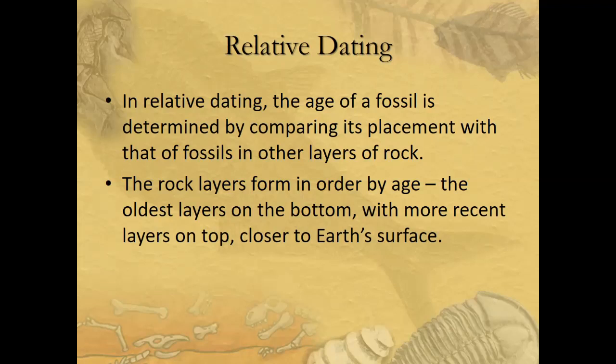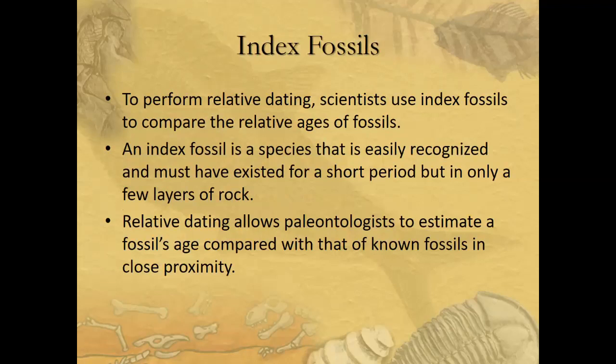Another thing we use to help out with relative dating is something called index fossils. To perform relative dating, we may want to find a fossil that we do know the age of, that was only on the planet for a very short period of time, but may be found all over the world. We can then look for that fossil, and if we find it, we have a pretty good idea of what time period exists in that particular rock level.